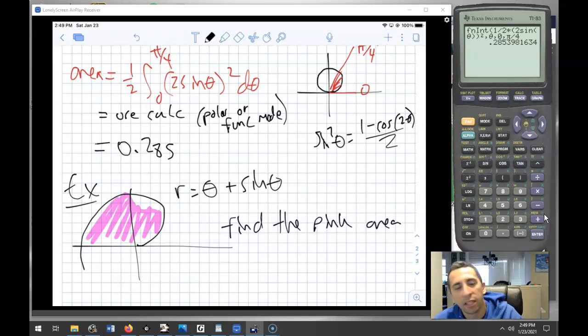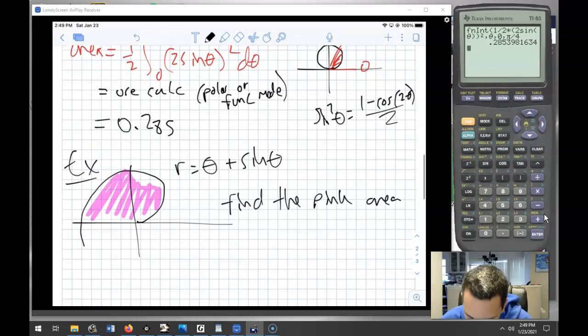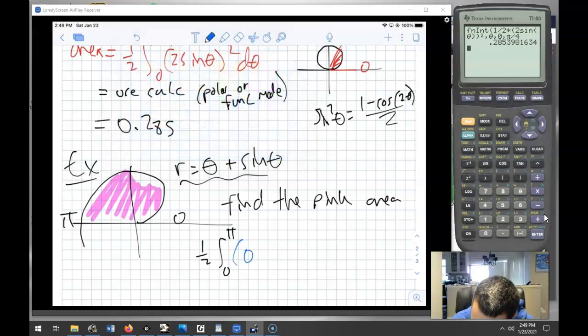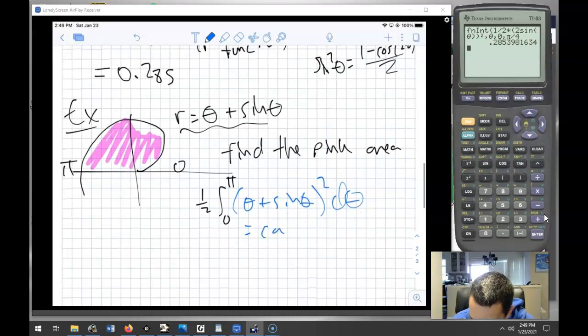So one of the challenging things in these problems is figuring out the bounds. But hopefully you can see we're starting at 0, we're working our way around until we get to pi, right? So in this case, I'm just going to do 1/2 integral 0 to pi of r squared, right? So in this case, this is my r formula. So I'm just going 1/2 0 to pi of theta plus sine theta squared d theta. And again, we'll just plug that in our calculator.